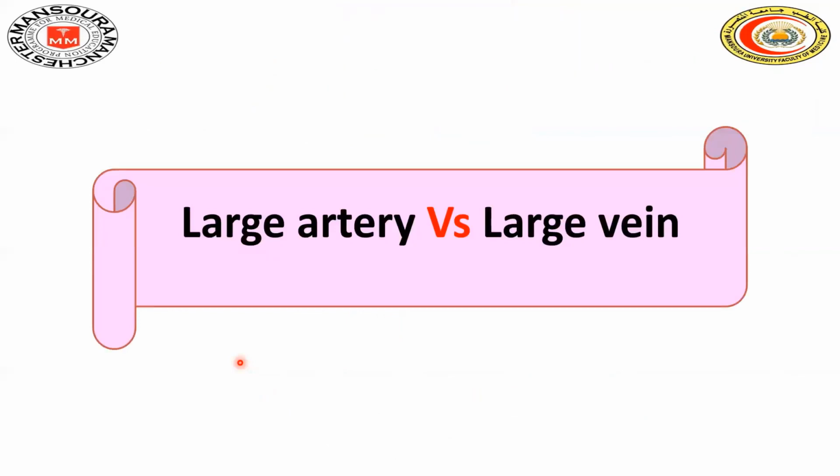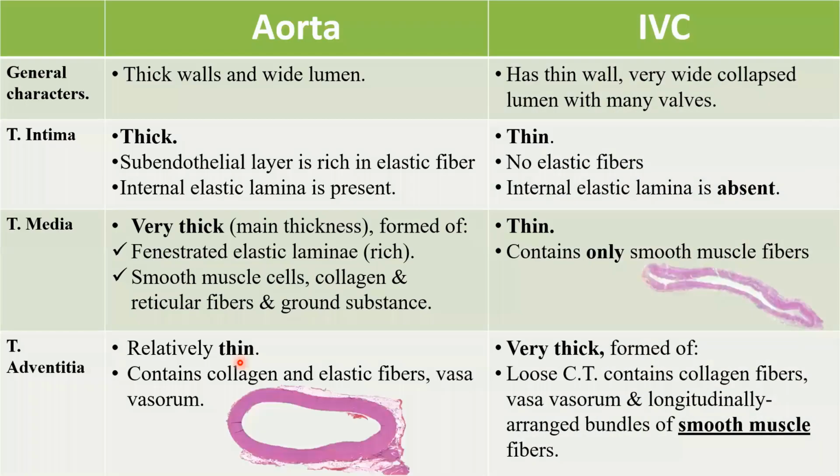Let's start with the structure of the large vessels, the large artery versus the large vein. What are the points of similarities and what are the points of differences? Here is a table summarizing the structure of a large artery, represented by the aorta, and one of the large veins, represented by the IVC. Here we try to compare the structure of the two vessels regarding general characters and regarding the three layers of the wall: the intima, the media, and the adventitia.